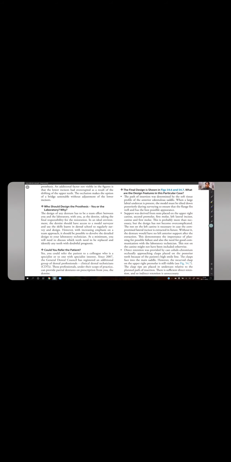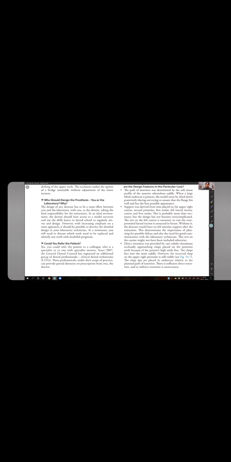An additional factor not visible in the figures is that lower incisor has also over erupted as a result of drifting of the upper teeth. The occlusion also makes the option of bridge unattainable without adjustment of the lower incisor. So in that case also, your RPD would be super beneficial. So who should design the prosthesis, you or the lab, and why?